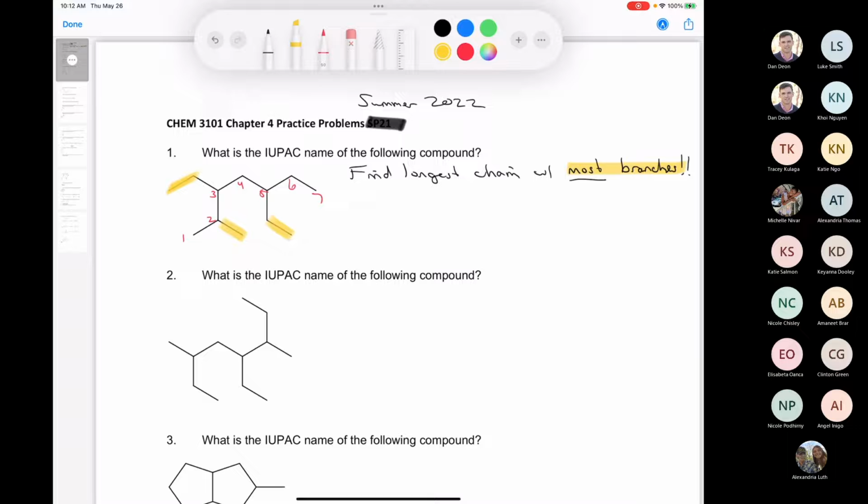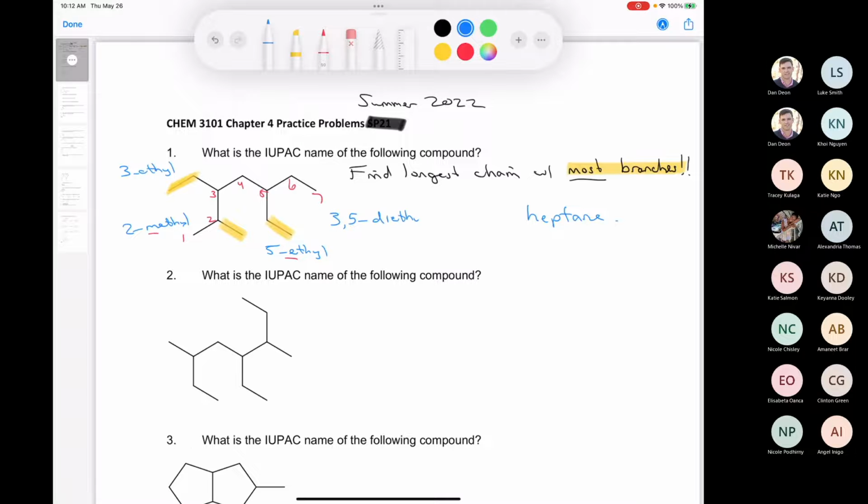So we know that this molecule is some kind of heptane because our parent has 7 carbons in it. And we know that we have a 3-ethyl, a 2-methyl, and a 5-ethyl. Well, the ethyls are going to come before the methyls because E comes before M in the alphabet. So this is going to be a 3,5-diethyl because there are 2 ethyls. So we'll put here 3,5-diethyl, and then we have our 2-methyl, 2-methylheptane. And there we go. There's the name of the compound.